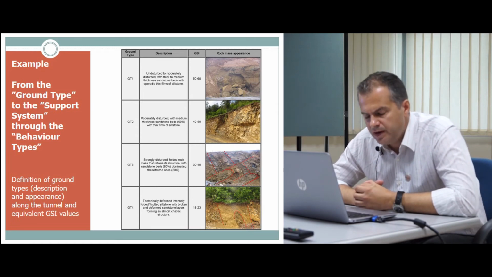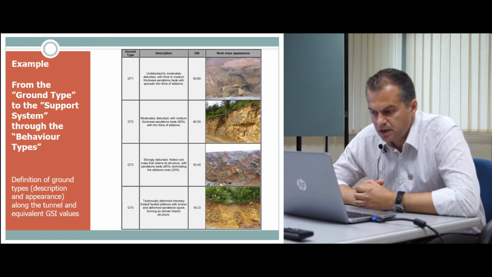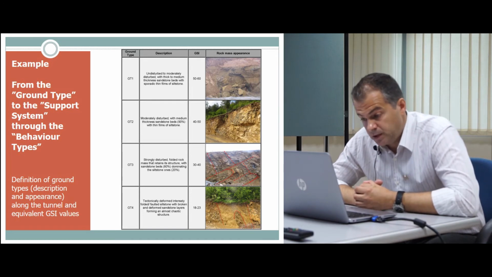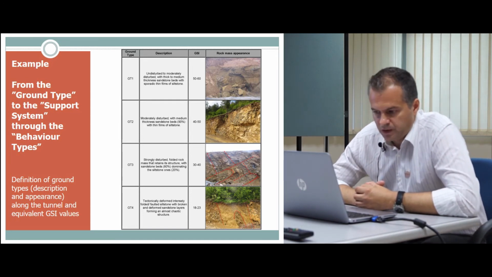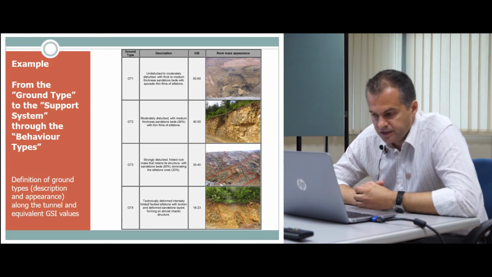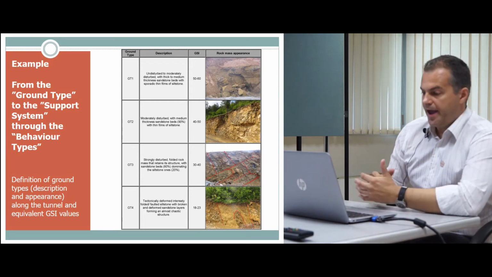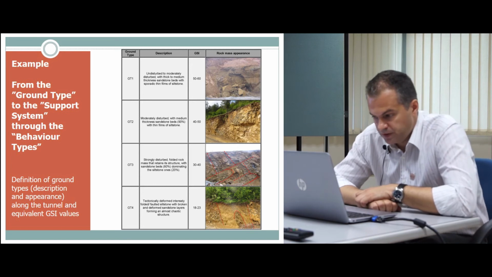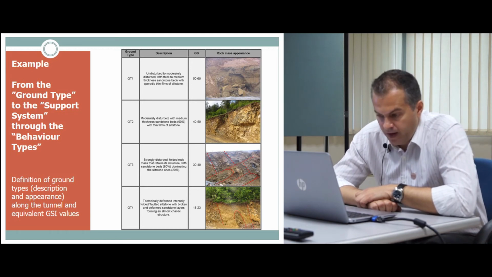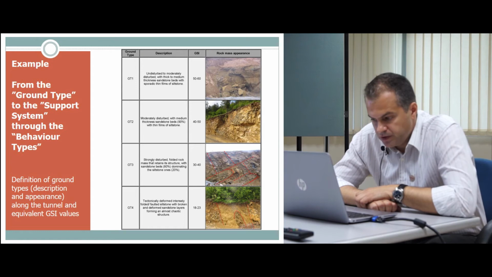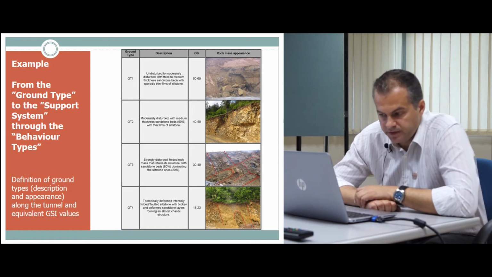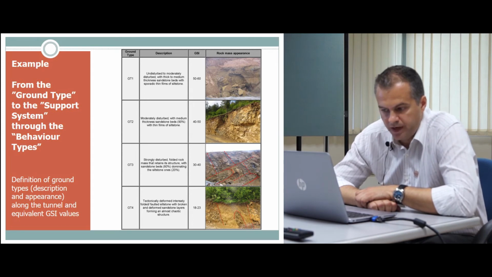For ground type 3, we have a folded rock mass, so the rock mass is strongly disturbed, a folded rock mass that retains, of course, its structure with sandstone beds, again dominating the siltstone ones, 80% sandstones to 20% of siltstones. And the last is ground type 4, where we have tectonically deformed, intensely folded siltstone with broken and deformed sandstone layers, forming an almost chaotic structure.